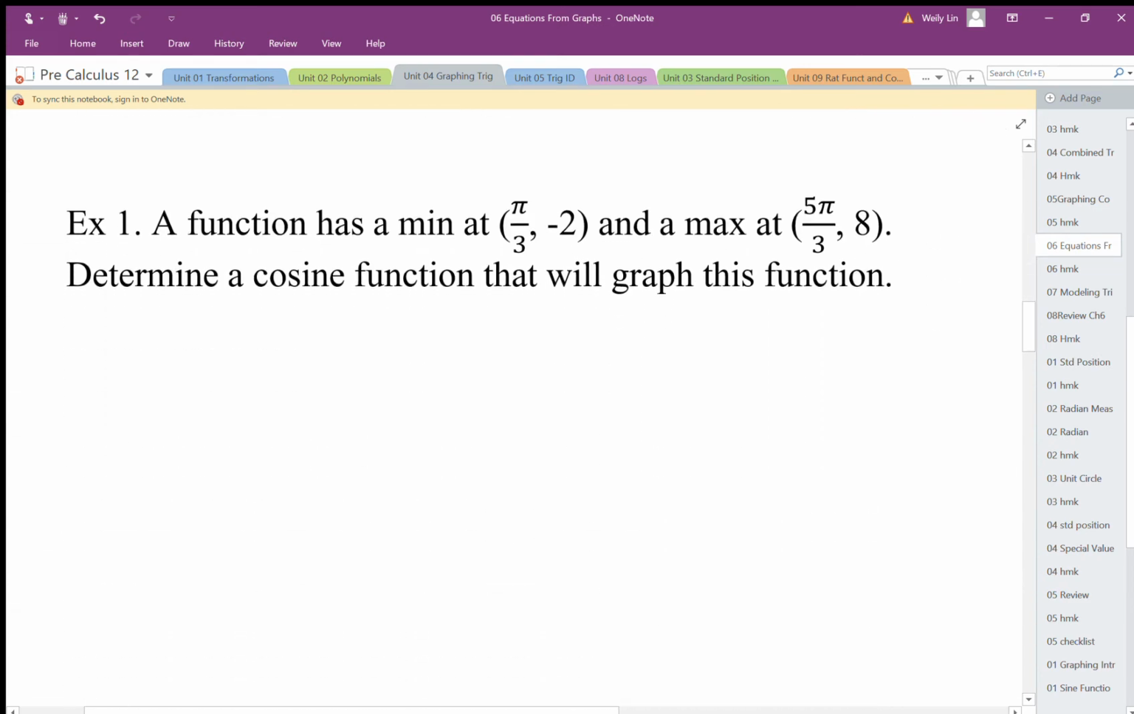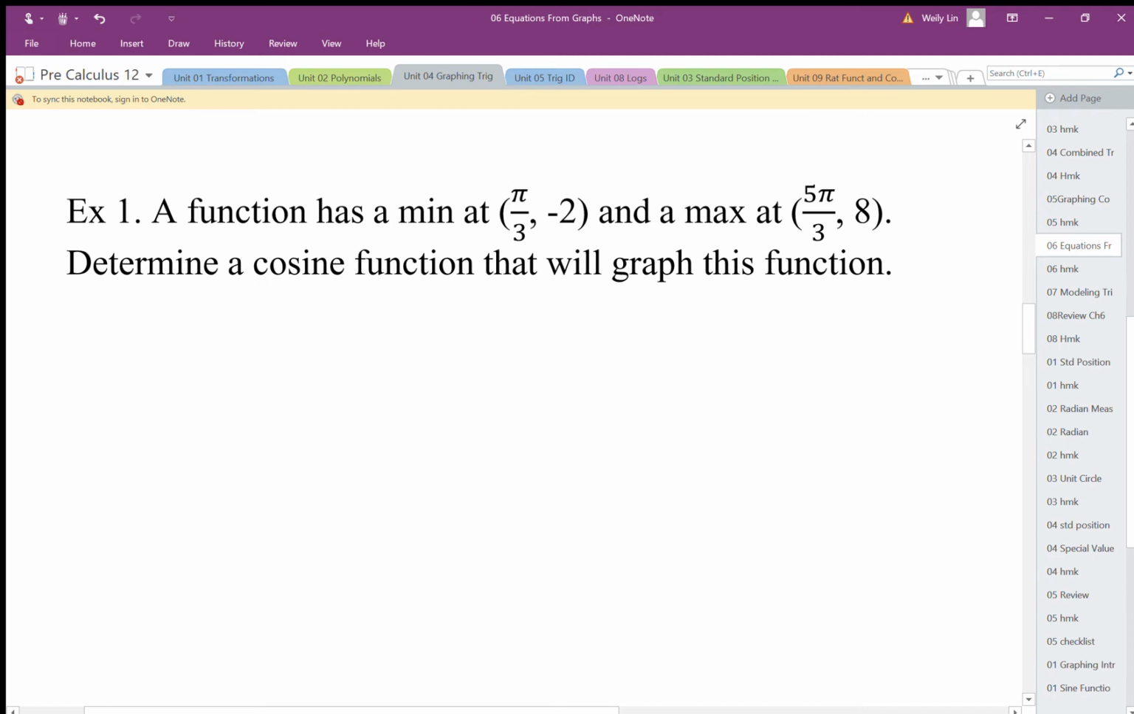Okay, so let's take a look at the graph here. We've been given a point: the minimum point's at pi over 3, the maximum's at 5 pi over 3. So if I just give you a quick graph here, let's say that that's pi over 3 here, 5 pi over 3 maybe somewhere around here. We know that we have a min at -2, max at +8, and it goes through 2 quadrants to go from the min to the max.